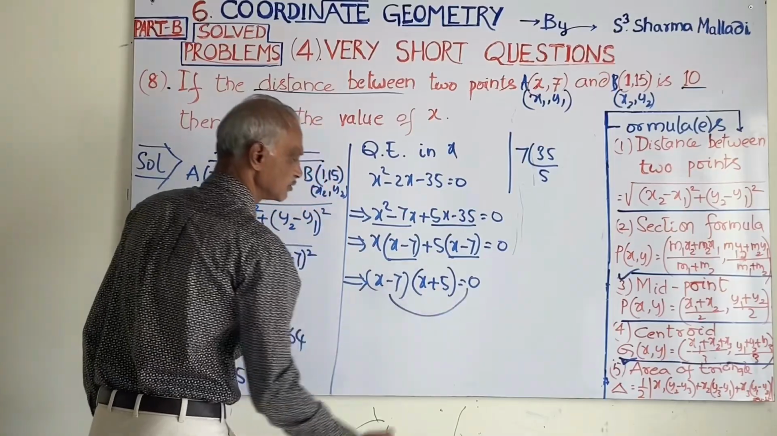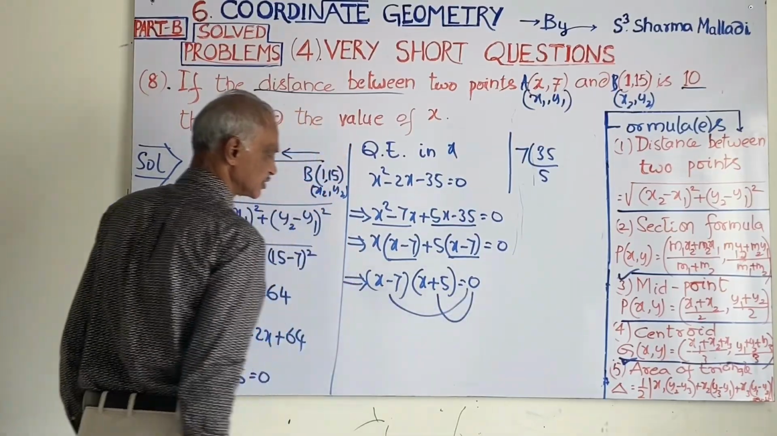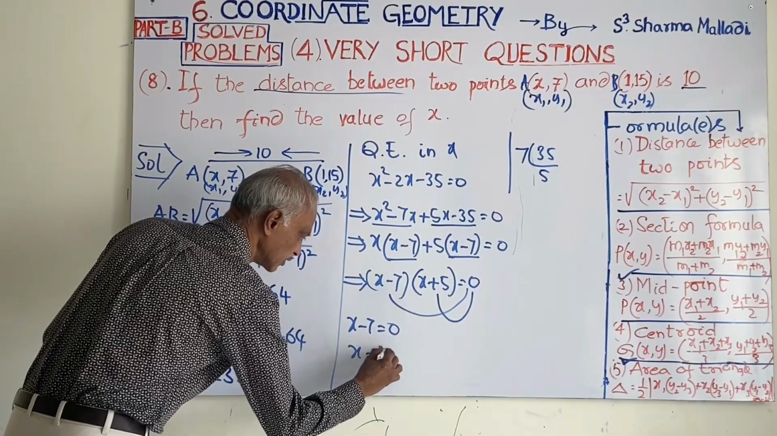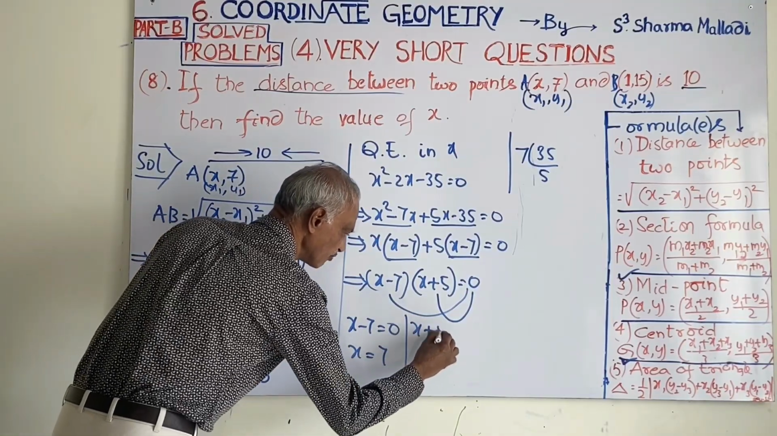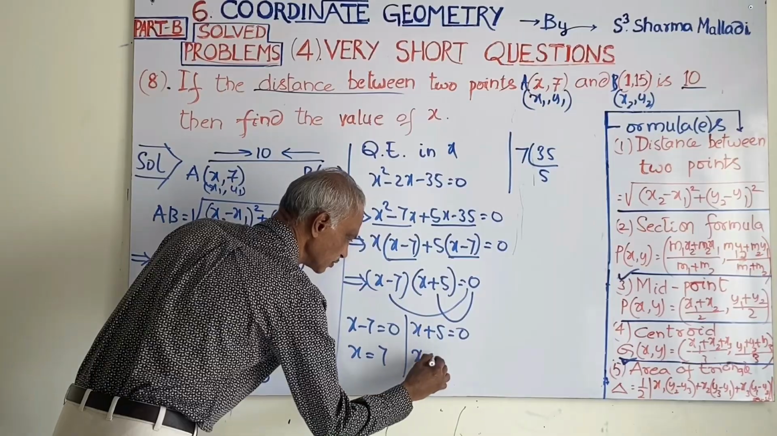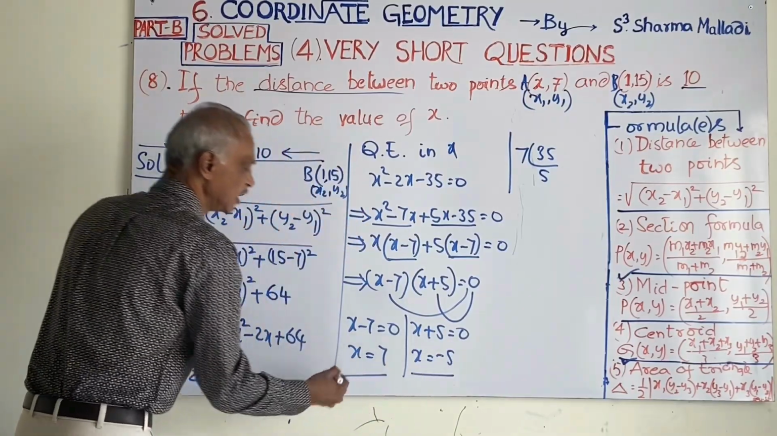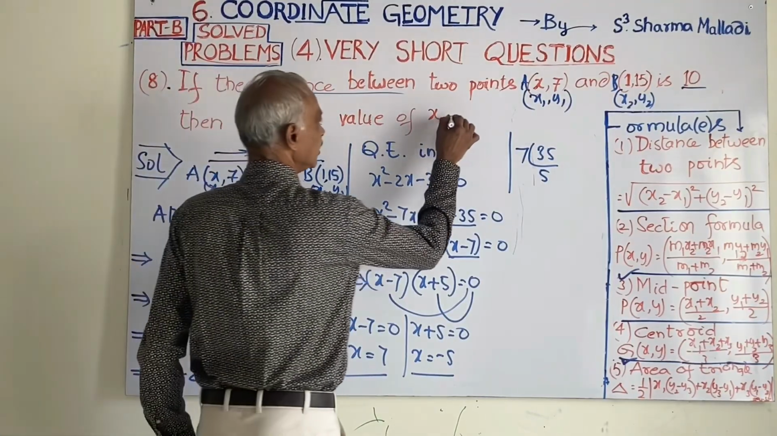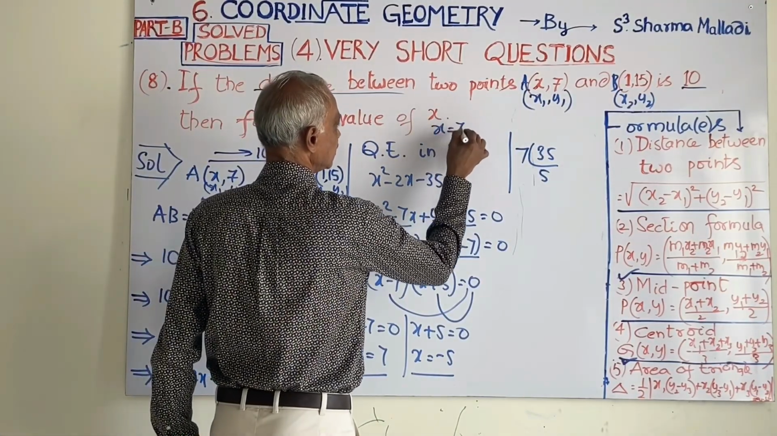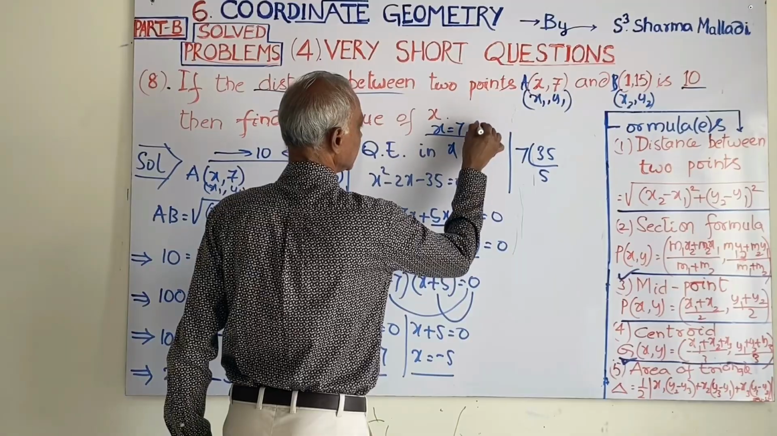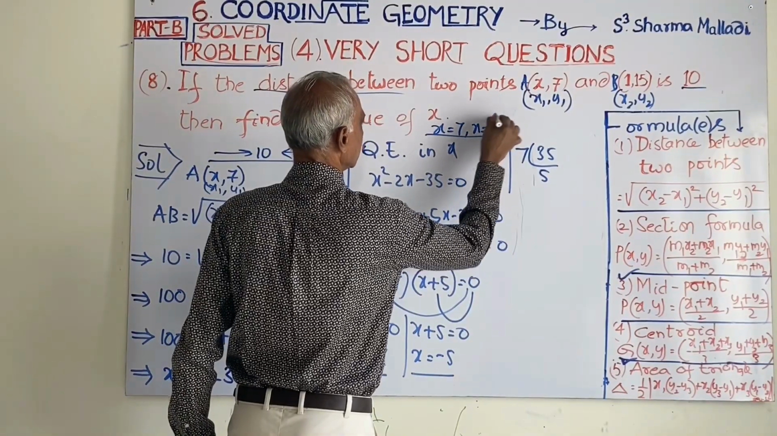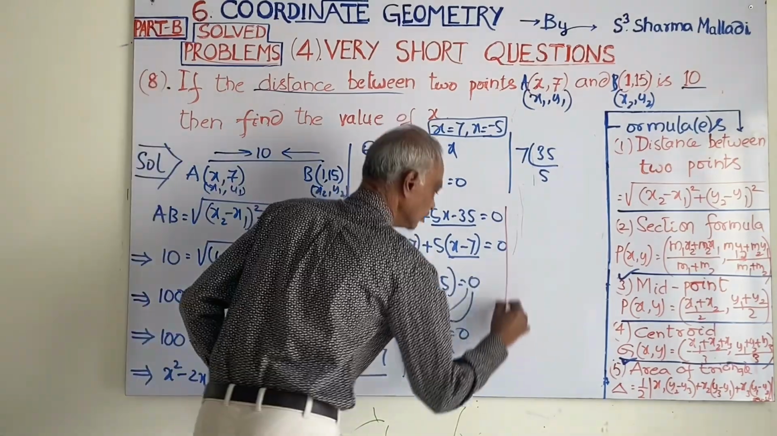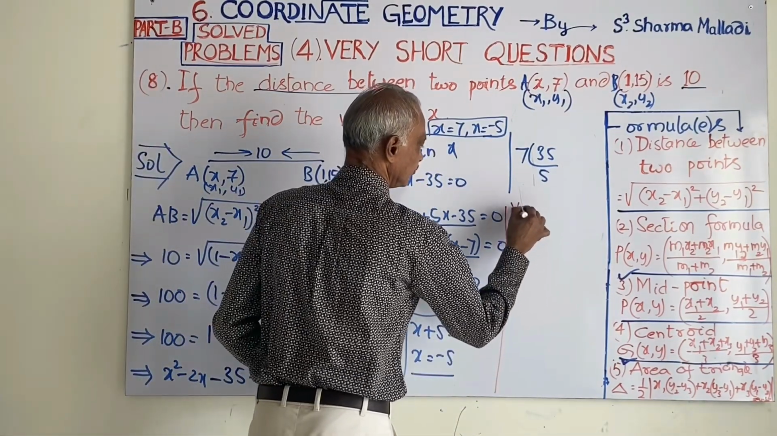x minus 7 is equal to 0, x plus 5 is equal to 0. x minus 7 is equal to 0, so x is equal to 7, and x plus 5 is equal to 0, so x you will get minus 5. And you will have two values for x. What are they? x is equal to 7, and also x is equal to minus 5. Now we can verify whether our answer is true or false. Verification.